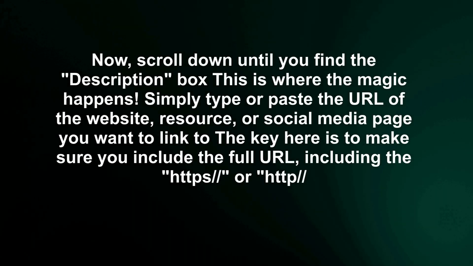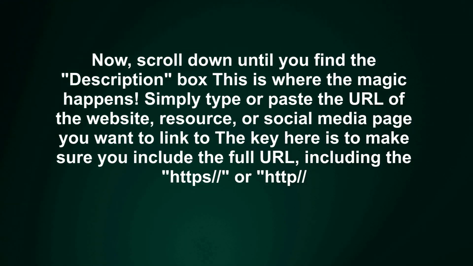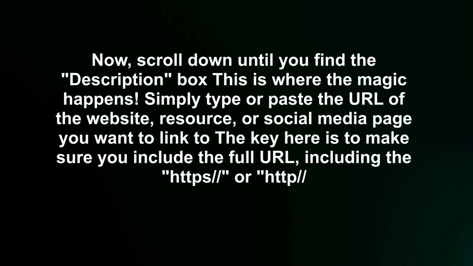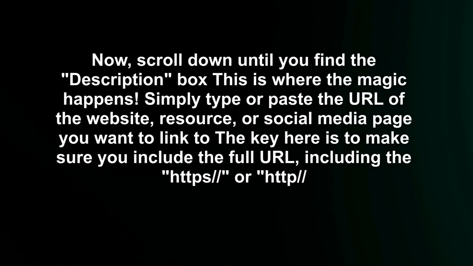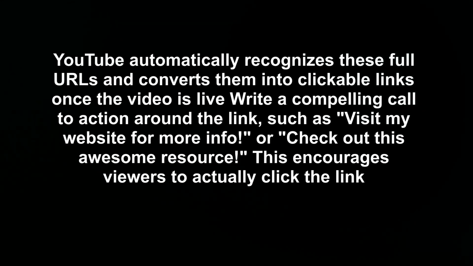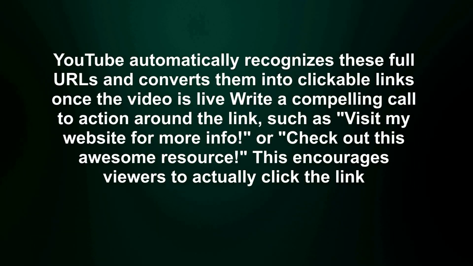Simply type or paste the URL of the website, resource, or social media page you want to link to. The key here is to make sure you include the full URL, including the HTTPS or HTTP. YouTube automatically recognizes these full URLs and converts them into clickable links once the video is live.